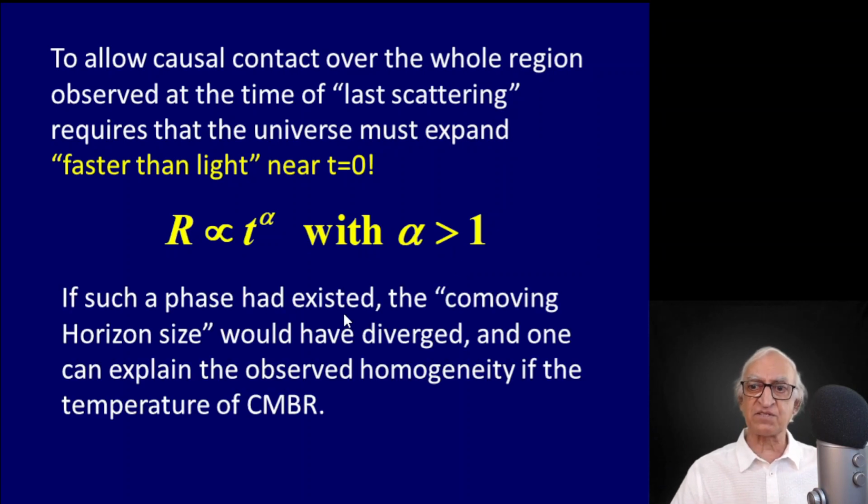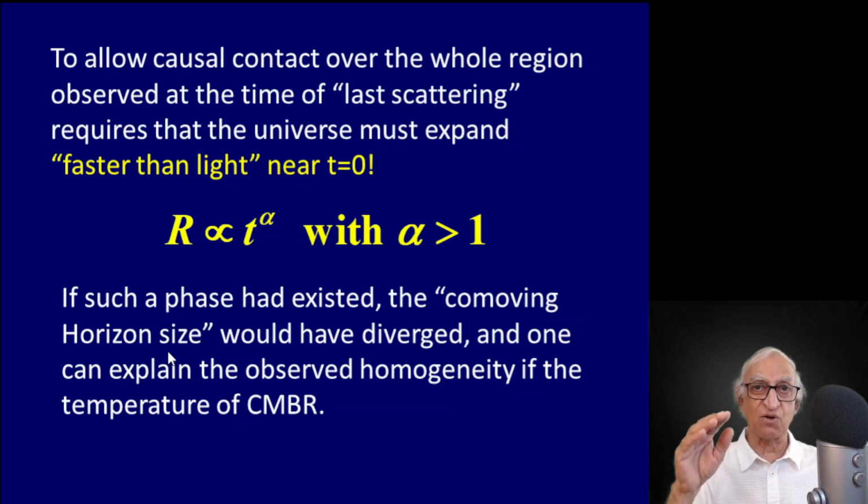Now, if such a phase had existed, we are not saying such a phase existed, because in classical physics, you don't have such a phase. But if such a phase had existed, the co-moving horizon size would have diverged. Remember, the co-moving horizon size is given by an integral over time of dt divided by the scale factor. Now, for that integral to converge, you integrate it from time 0 to some time t.